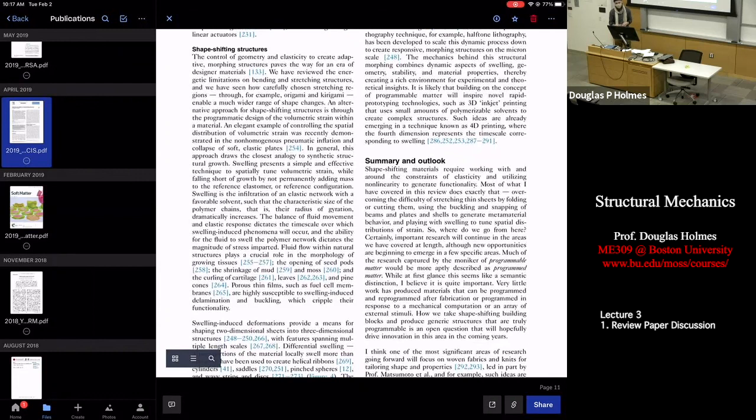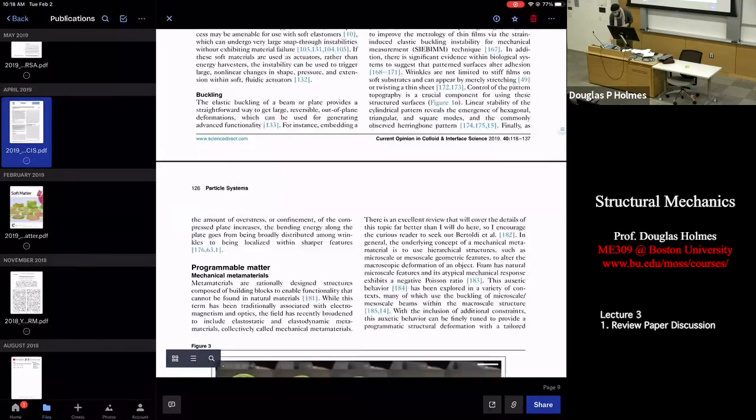Did anyone have any trouble following through on the derivations of the elastogravity and the elastocapillary length scales? Are there any questions there? They're kind of important, and I want you to know them.